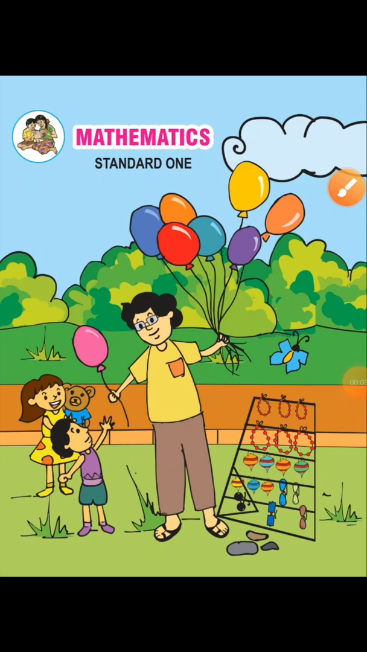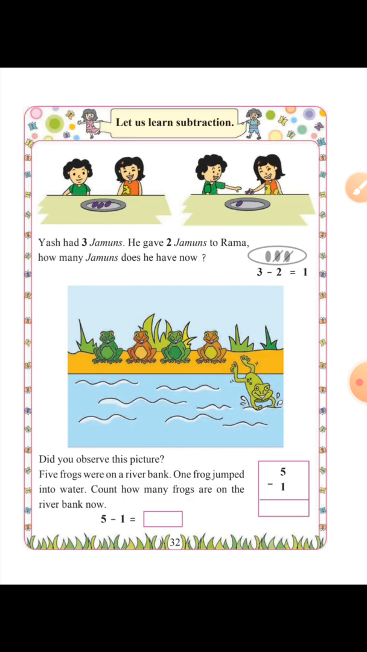Hello students, today in maths we will start a new topic. Let us learn subtraction.